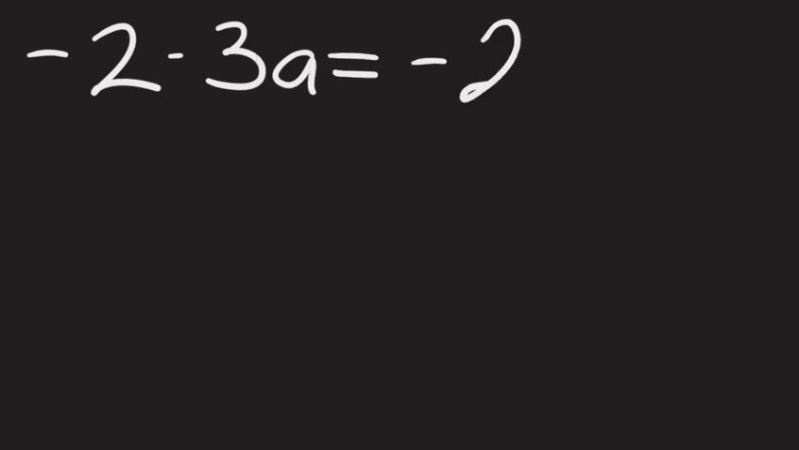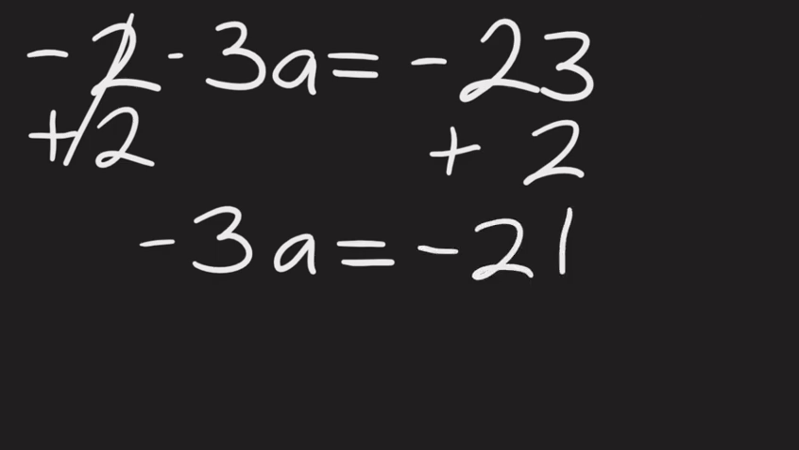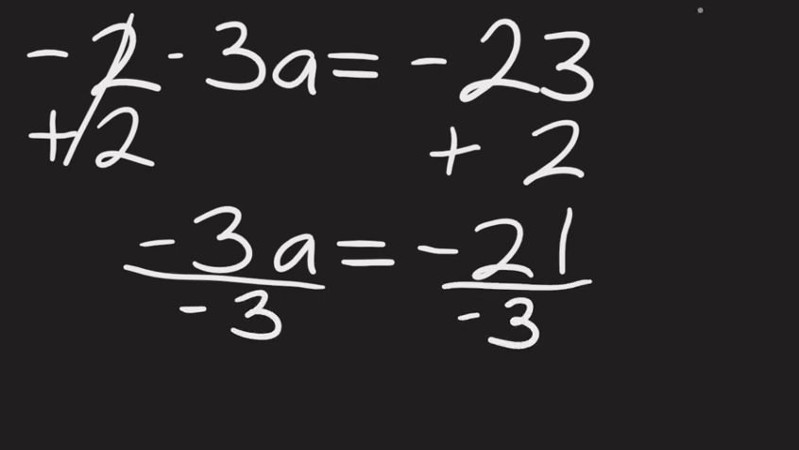Next, we have negative 2 minus 3a equals negative 23. To get a by itself, first we have to add 2 to both sides. This will give us 3a equals negative 21. Then to get a by itself, we divide by negative 3 on both sides. And we're going to get a equals positive 7.